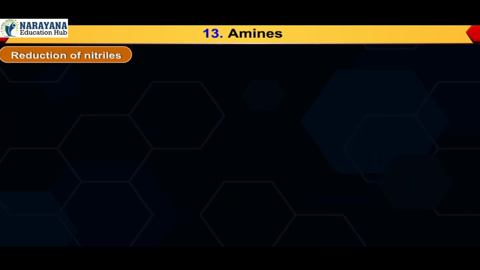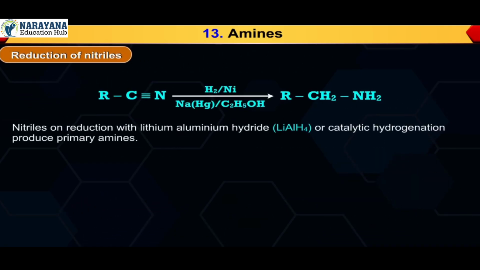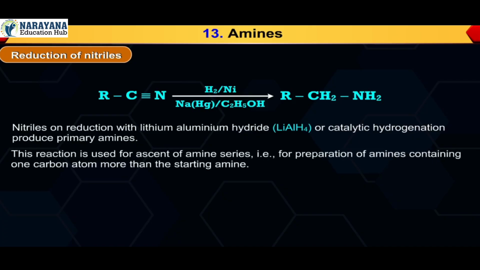Reduction of nitriles. Nitriles on reduction with lithium aluminium hydride, that is LiAlH4, or catalytic hydrogenation produce primary amines. This reaction is used for ascent of the amine series, that is, for preparation of amines containing one carbon atom more than the starting amine.